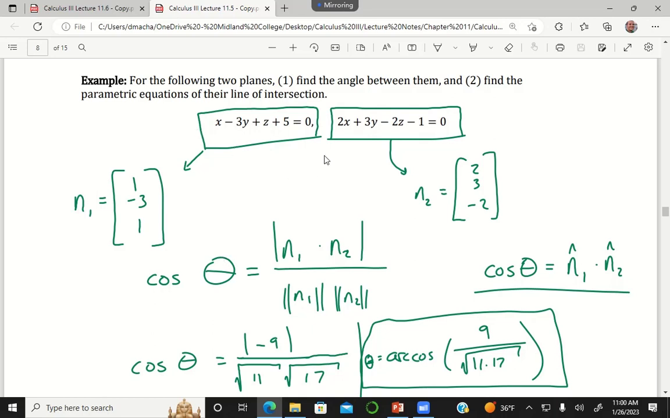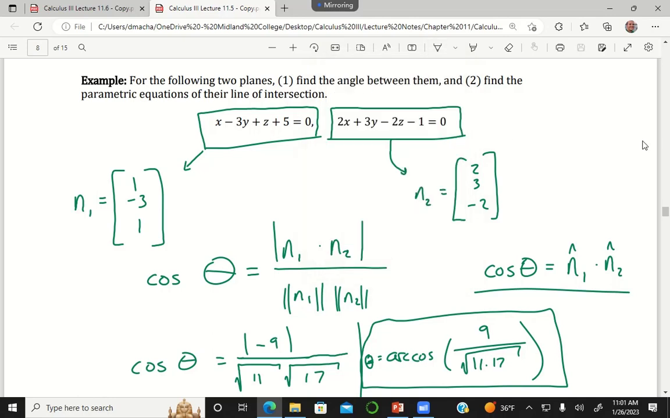Okay, so this is where we left off. Last time we were doing this example, we did part 1, where we found the angle between these two planes given by these two equations, but we haven't yet done part 2. We haven't found the equation of their line of intersection between these two planes.